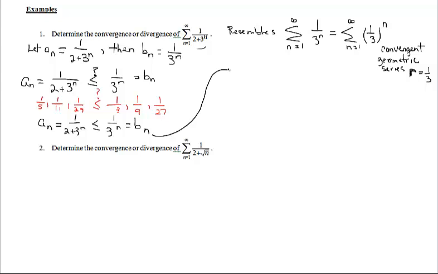Okay, so it would be a good thing to come over here and state what you found. So therefore, by the DCT, the given series is going to converge because it's smaller than one that does.